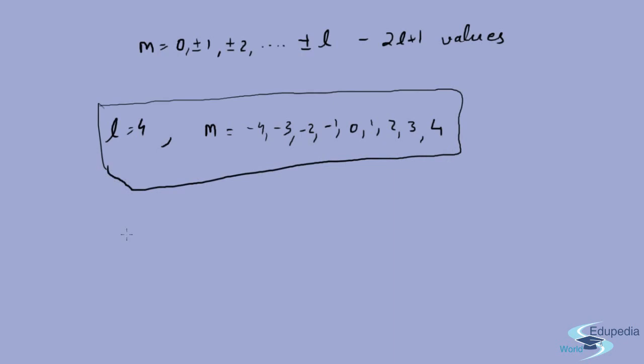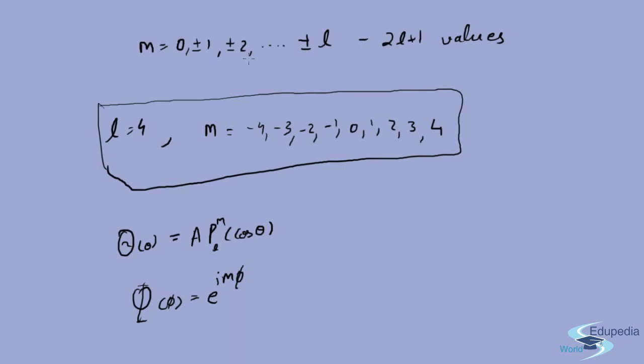We've already seen what the values are. Θ(θ) is equal to A times P_L^m of cos θ, Φ(φ) is equal to e to the power iota mφ, where both L and m are integers and |m| is less than or equal to L. So m has these values, which are a total of 2L + 1 values for each value of L. If L could be 7, then m will have 15 values. For every value of L, m has 2L + 1 possible values.